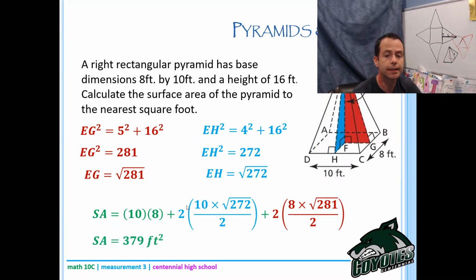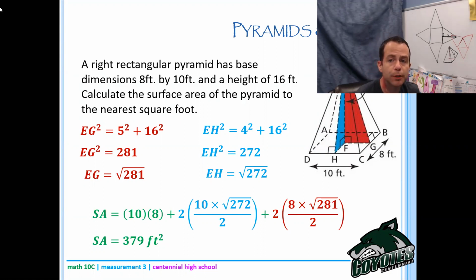And you should get 379 feet squared for the surface area, okay? That's probably, in this lesson, the most in-depth question I can give you, where you have to find 2 slant heights like that, and you have to make sure that the 2 slant heights are connected to the right triangles. Okay, so if you're a little overwhelmed at this moment, that's as hard as it's going to get for this particular lesson.